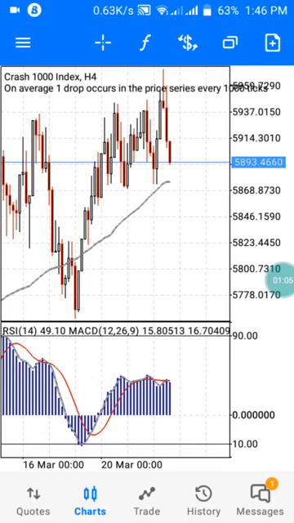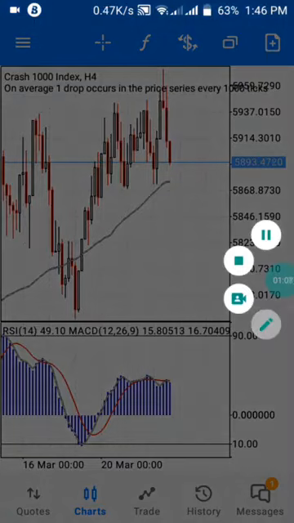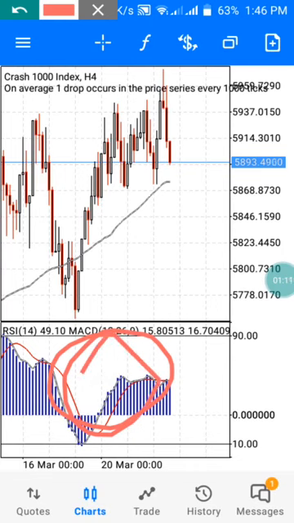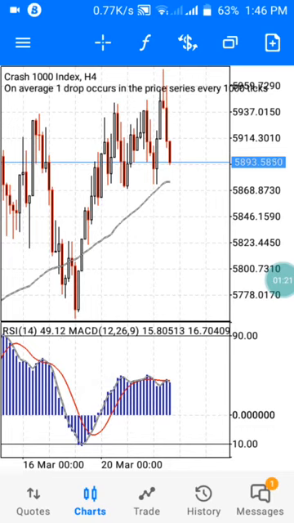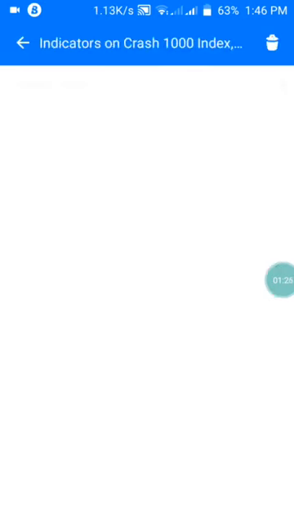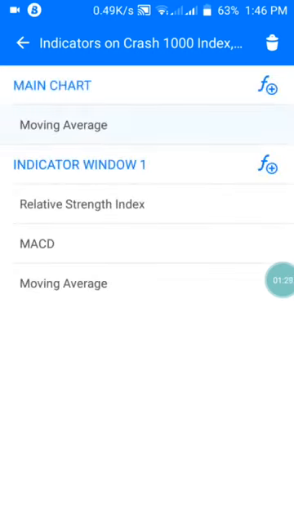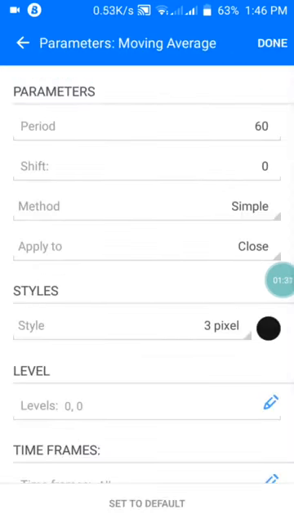So with the help of this window one which I have at this particular site, I have the combination of my RSI, my MACD, and my MA, which is the moving average. Let me show you the settings before I explain how this really works. I have my moving average on my main chart, with a period of 60, shift of 0, method simple, applied to close. I have my style in black color, so you can use any color.